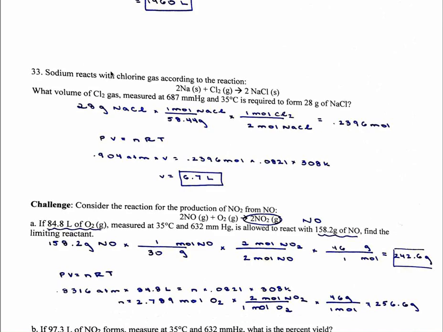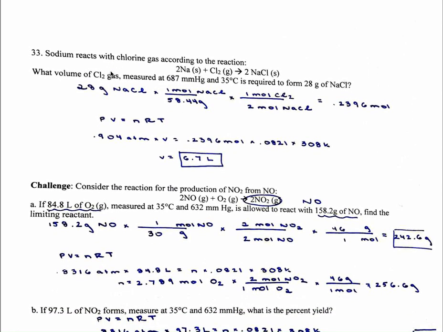Sodium reacts with a chlorine gas, according to this. What volume of Cl2 gas measured at, so you've got all of this information here, is required to form 28 grams of NaCl. So this is the hardest problem in this bunch. What you first want to figure out is how many moles of Cl2 are needed to make this. Okay, so this is a flashback to stoichiometry. We can totally do it. So I start with 28 grams of NaCl. Okay, I want to get into moles of Cl2.